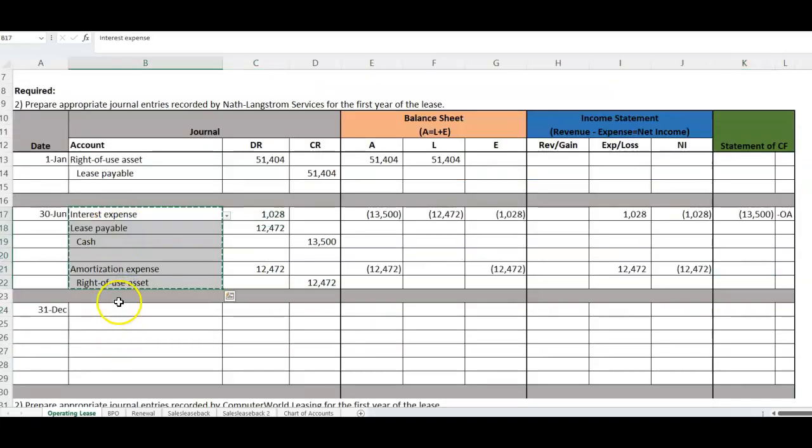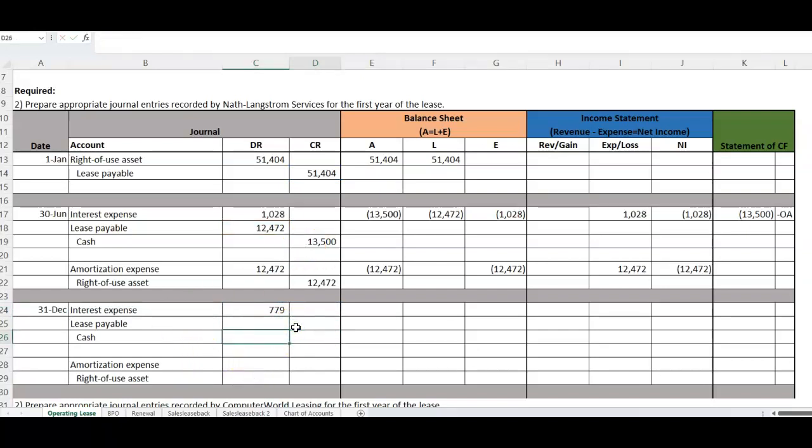Now, same thing here on December 31st. We're going to have some very similar action. We're going to go in. We would make the interest expense and the amortization. The interest expense would be calculated. Remember, we had our lease payable minus the payment we just made on it, multiplied by the 2%, so 779.